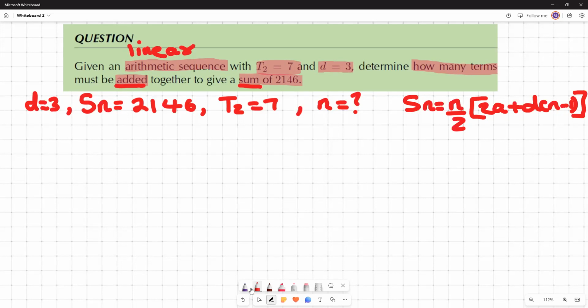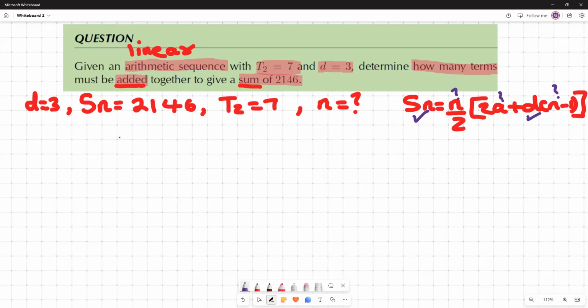So on this pattern here, we are sorted with the Sn, it's given. We have the difference. We don't have n, we don't have a. So we need to find the n and the a, right? Since the question is asking you to solve for n, it's quite obvious that you are going to find n at the end. You have to find a first, right?